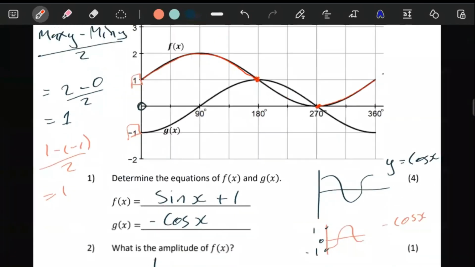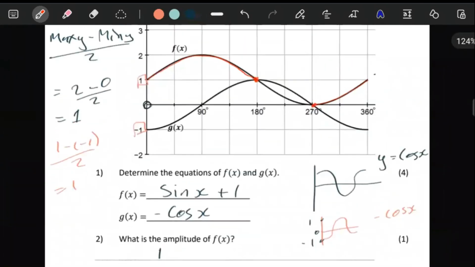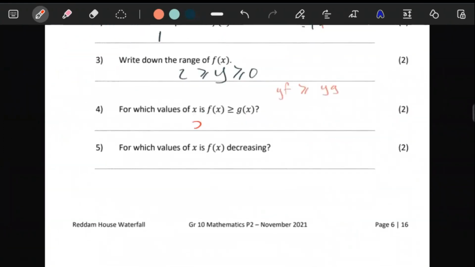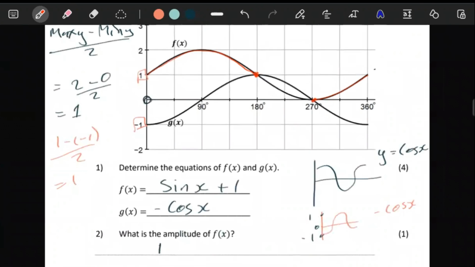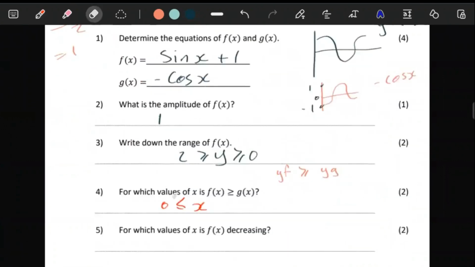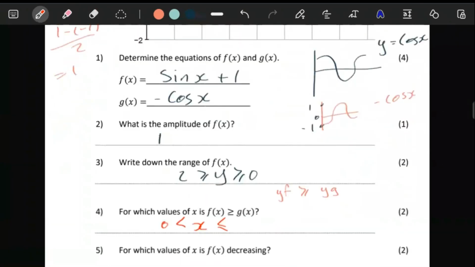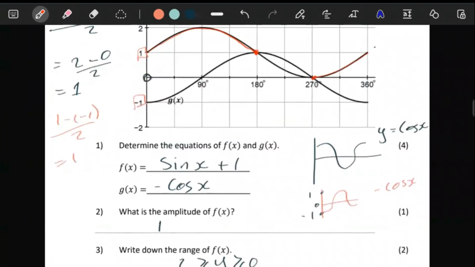So with all that being said, that's going to be from 0 degrees to 180, and 270 to 360. So you're going to say x has to be bigger or equal to 0. No. At 0, they don't touch. So x is just bigger than 0. But then x has to be smaller or equal to 180, or between 270 and 360.